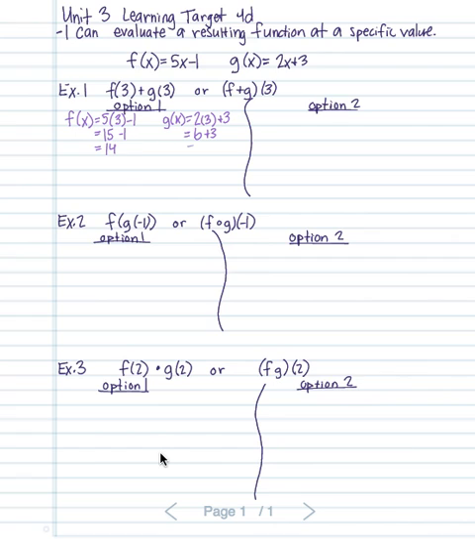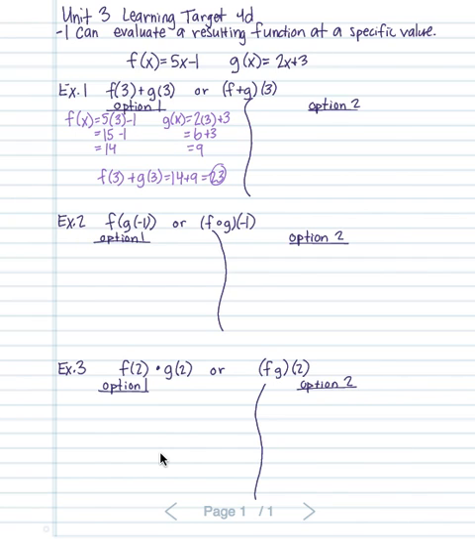So with option 1, you fill the number in first, and then you do whatever operation it asks you to do. So in this one, it says f of 3 plus g of 3. So we would take 14 and add 9 to get 23. There's option 1.